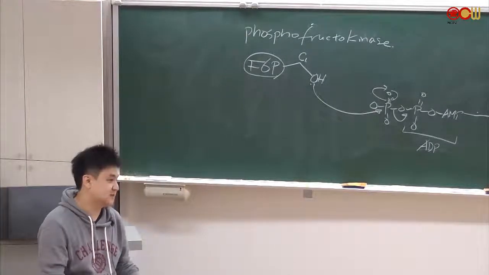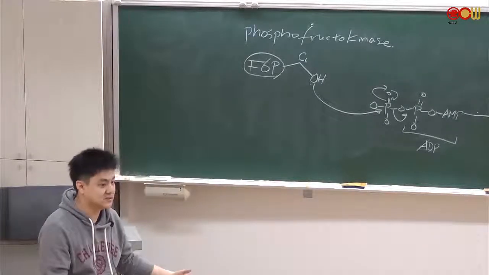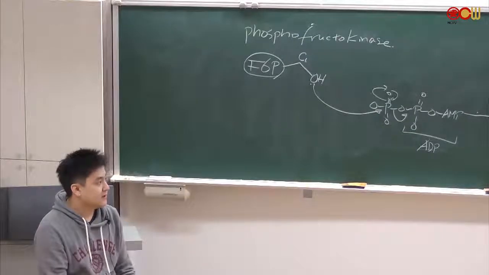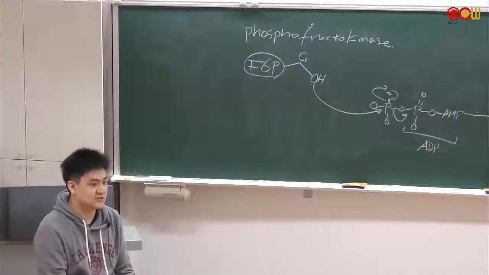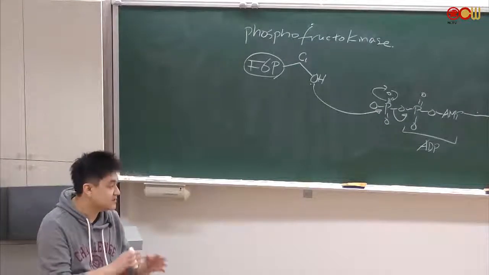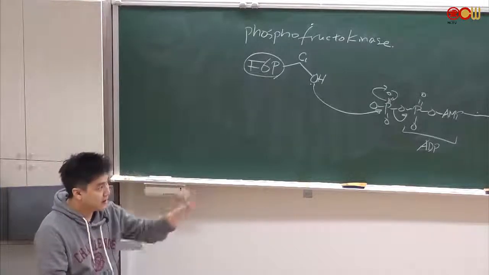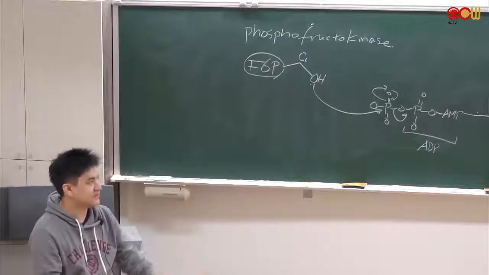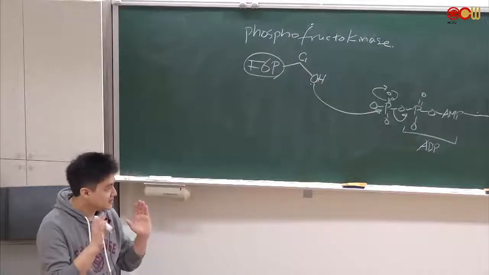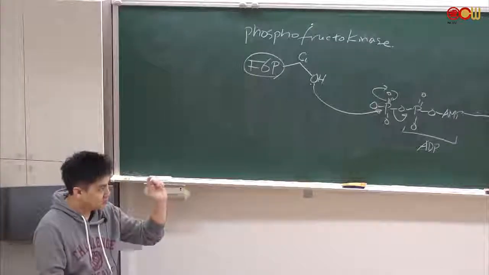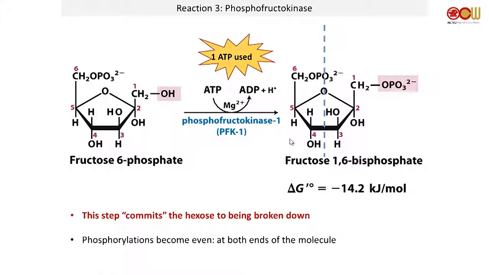Why not the first reaction? Because F6P, we can use it for other pathways and for other things. But here, fructose 1,6-bisphosphate is going to be used for glycolysis. Of course, some intermediates in glycolysis can also be used for other biosynthetic purposes. But essentially, this is the committed step for being broken down. After this step, your 6-carbon molecule will be degraded into 2 3-carbon molecules.